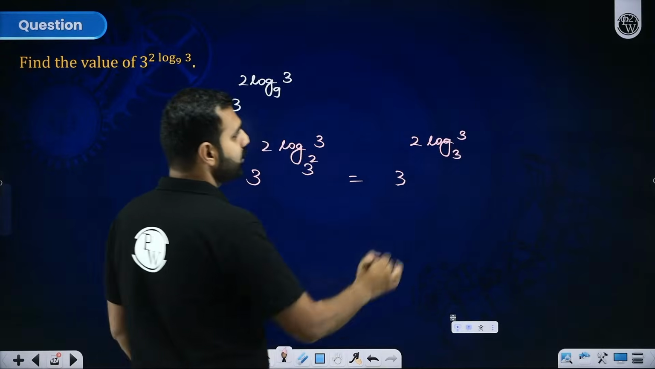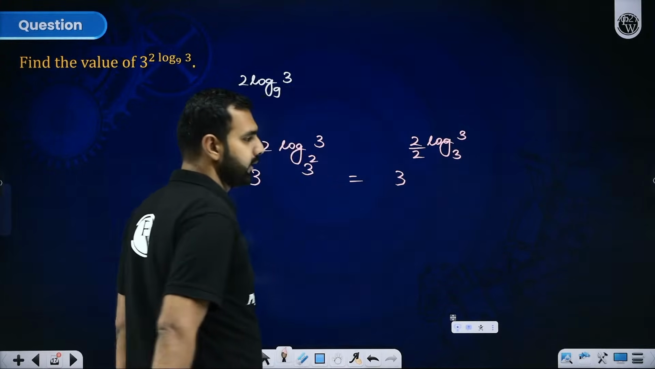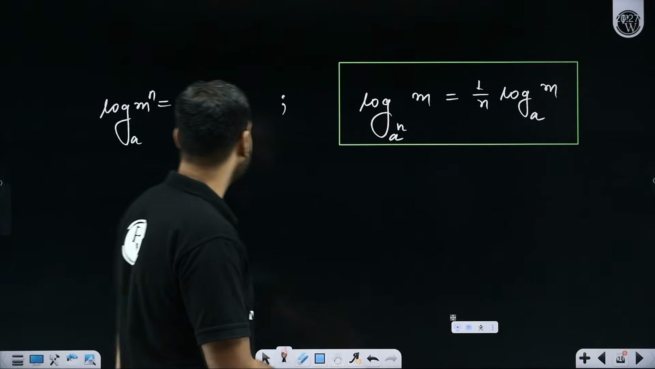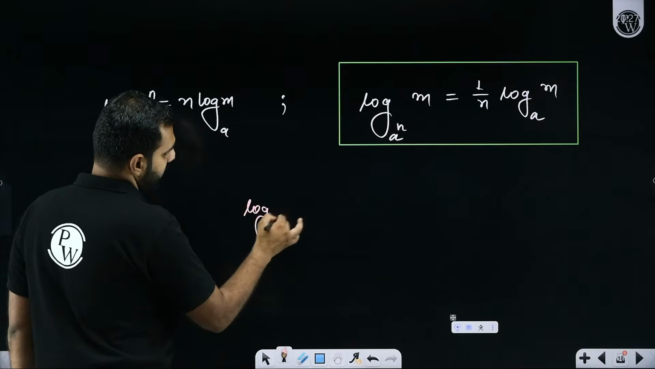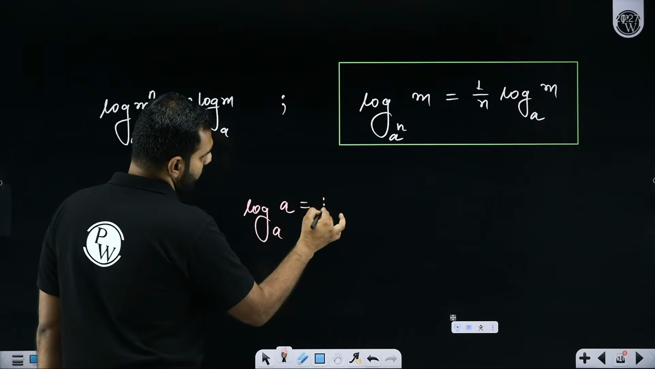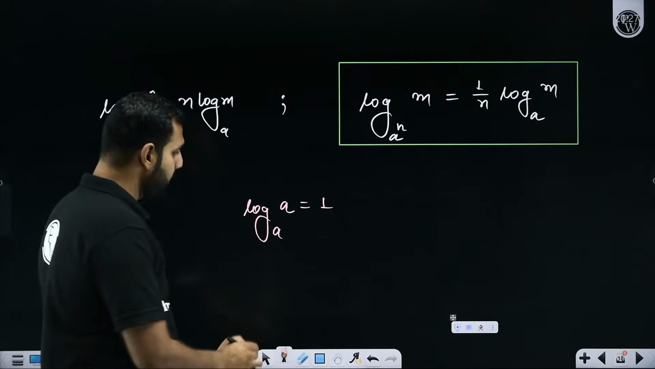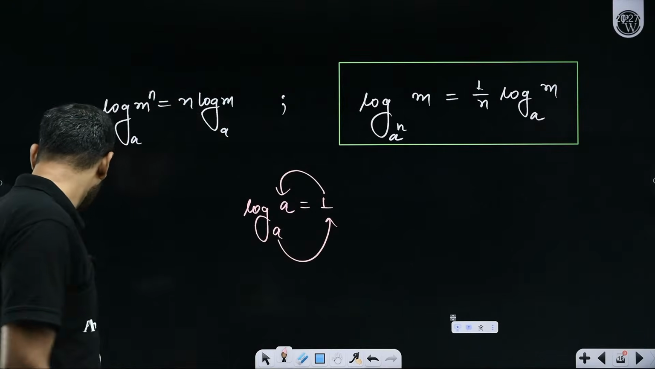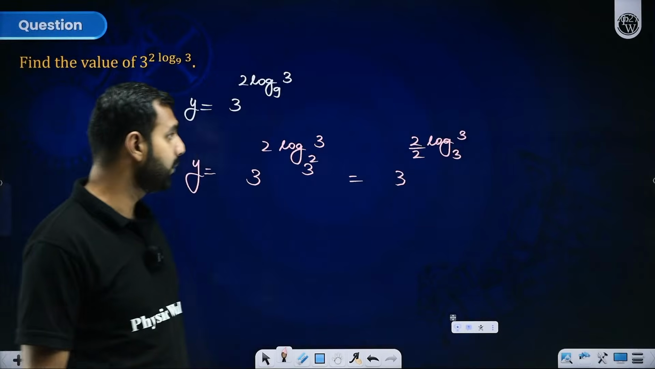And this 2 comes to the front as 1 by 2. Yes or no? Now again, I'm sure you must have remembered one more property, that log of something at the same base is always 1, because I hope you remember a to the power 1 is a. Yes or no? So if I could use that result, I think I've gotten something really beautiful here.